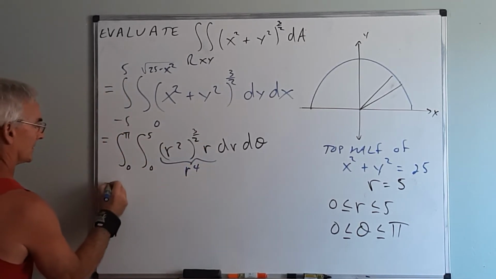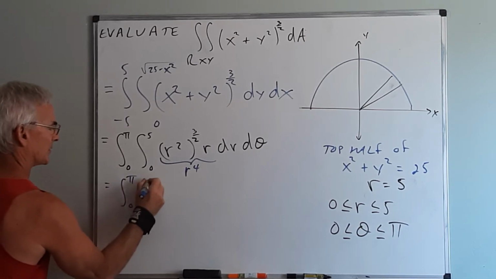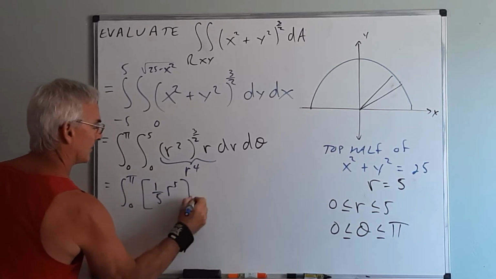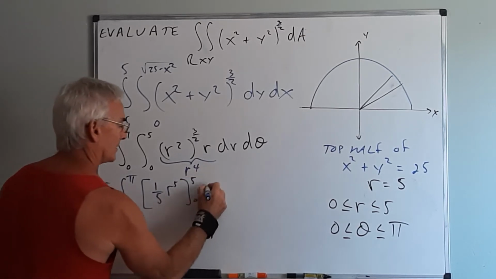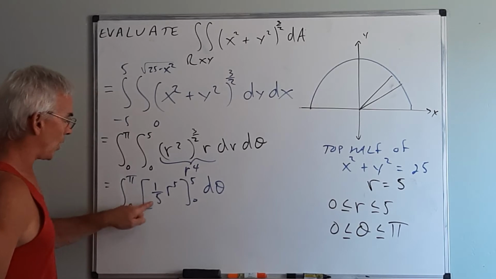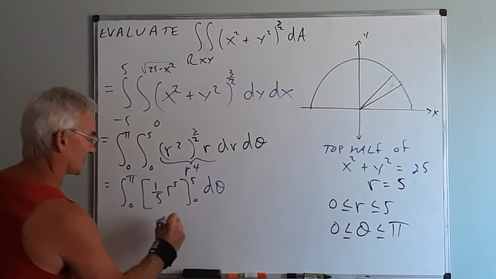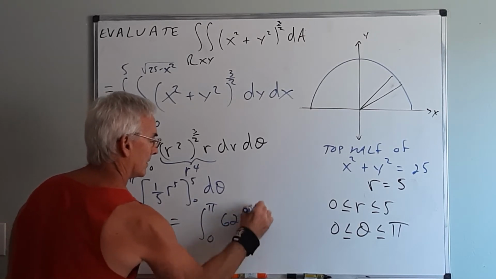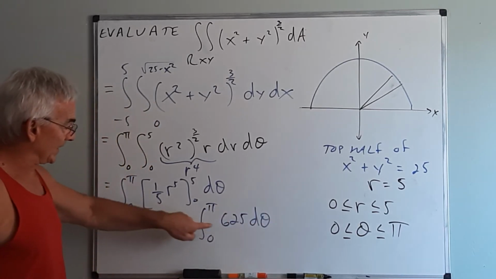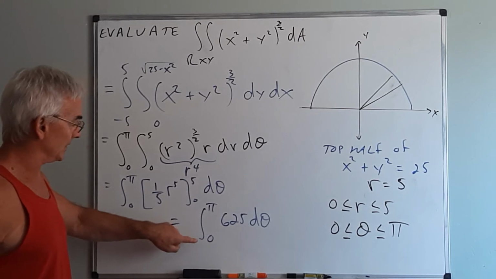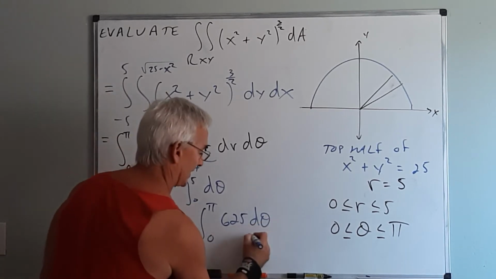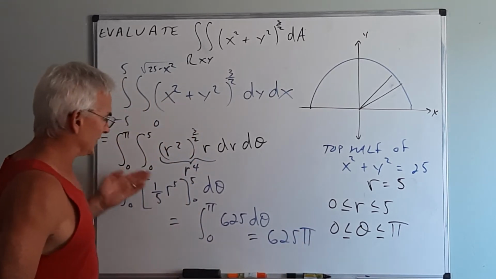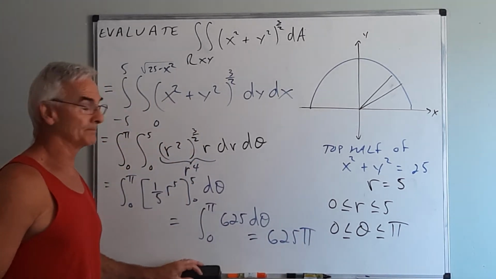So when I integrate this, it's a fairly simple integration. I'm going to get 1/5 r to the 5th evaluated from 0 to 5 d theta. So 1/5 times 5 to the 5th, that's just 625. And because I'm evaluating a constant, it's just going to be 625 times the width of that interval. So 625 pi. So a relatively simple integration when I change to polar.